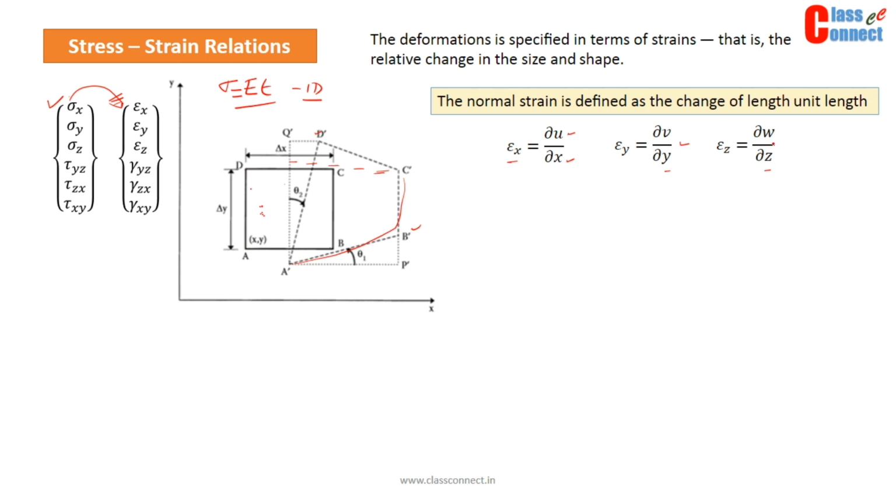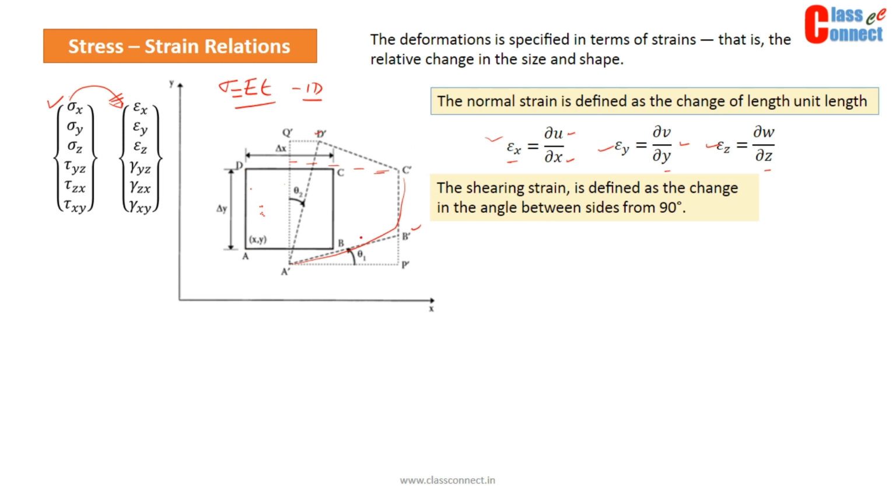So u, v, w are field variables if we talk in terms of the finite element method, and their gradients are known as the strain components. And regarding shear strain, people generally get confused about the definition of shear strain. It is the change in the angle between the sides from 90 degrees.